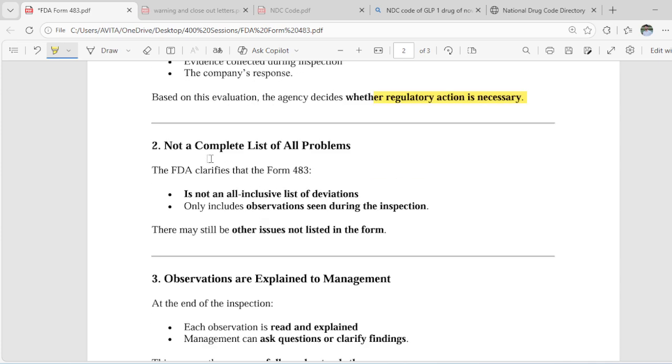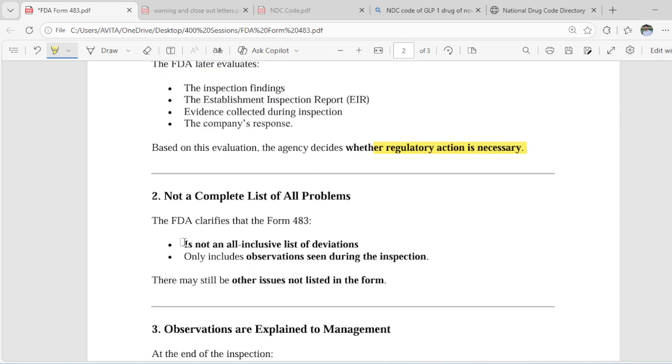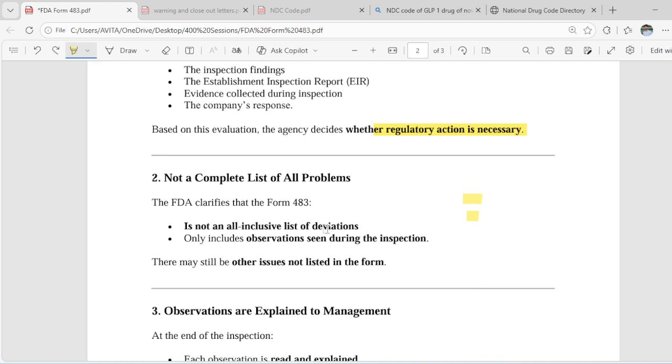Next, we have the second important characteristic: it's not a complete list of all the problems. FDA clarifies in that form that it's not an all-inclusive list of deviations, and it only includes the observations seen during the inspection. There may still be other issues not listed in the form. So whatever observations the FDA came across during the inspection are the only ones listed in the Form 483, and this does not mean that all the observations are captured in that Form 483.